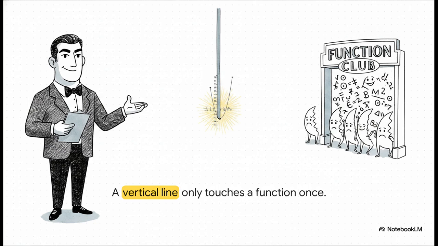If that vertical line touches the graph in 2 or more places simultaneously, it means one input on the x-axis has somehow snuck in multiple outputs on the y-axis. But as we can see with this particular curve, the bouncer is totally happy. The line only touches once. So this relation is indeed a function.